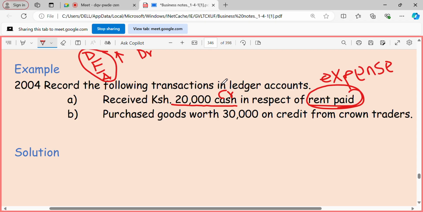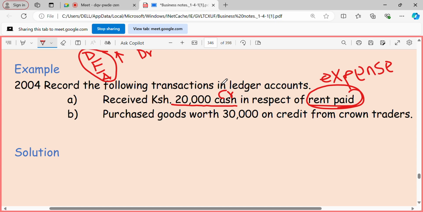So because the cash has decreased, it means that the cash account, we are going to credit it. Because when drawings increase, you debit. When expenses increase, you debit. When assets increase, you also debit. But here, you are paying rent, so the money that you have is reducing. A reduction is the opposite of what you would have done if it was increasing, because if it was increasing, you would have debited. So in this scenario, you are crediting it. Okay? So we credit the cash.